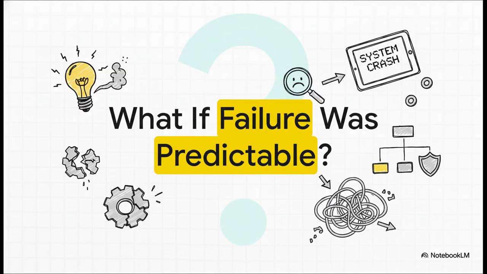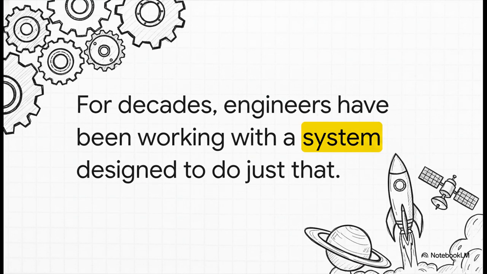Look, we've all been there, right? A project just completely goes off the rails, a brand new gadget breaks the first week you have it, a system crashes at the absolute worst moment. It always feels so random, so unavoidable. But what if it wasn't? What if you could actually see these failures coming and do something about them? Well, it turns out they can.